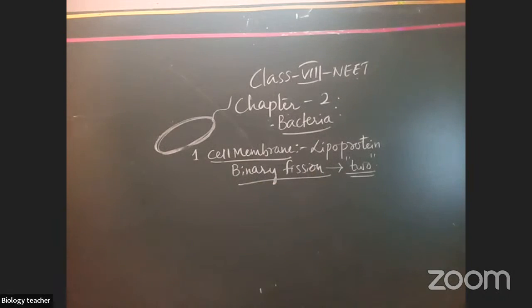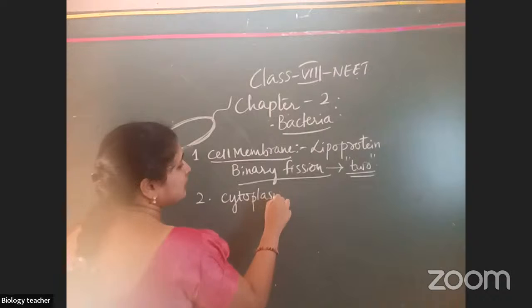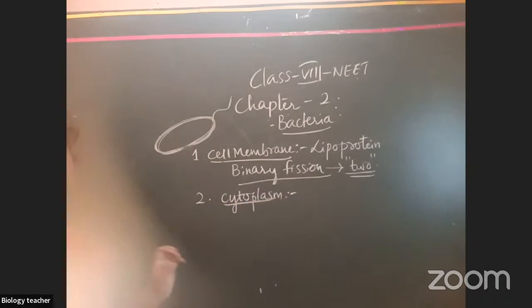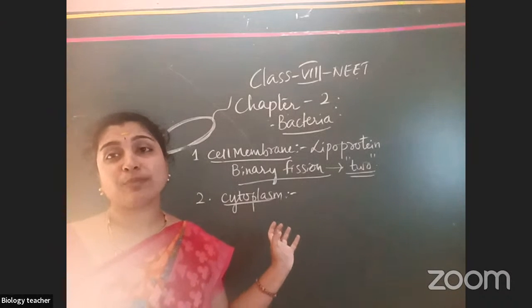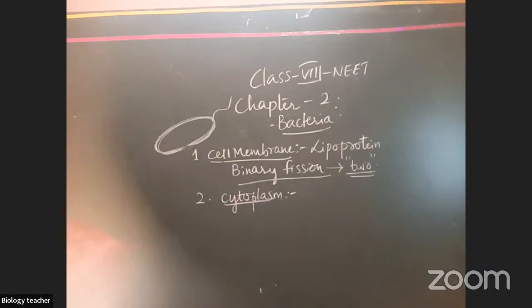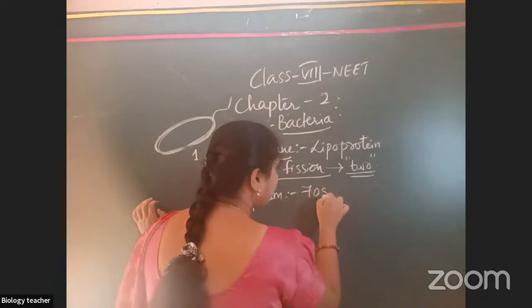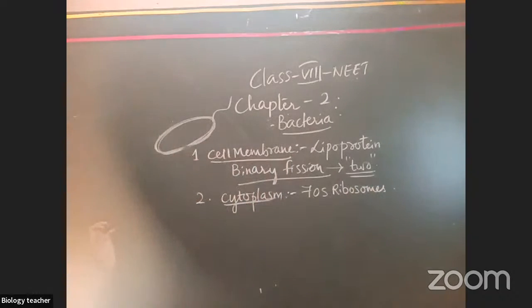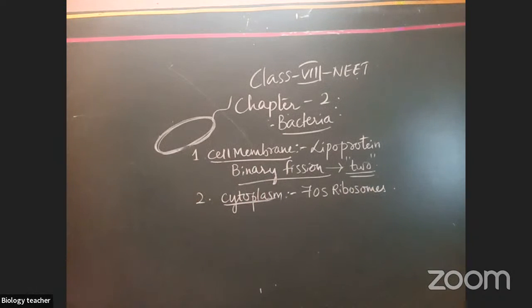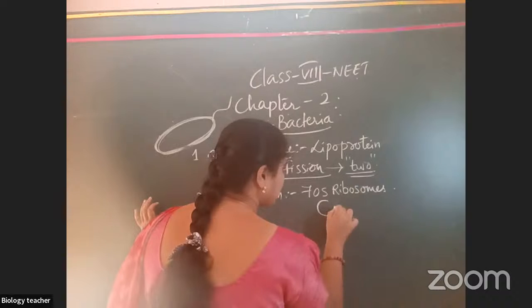And after the cell membrane, inside, what is present? Cytoplasm. You all know cytoplasm is the jelly-like substance. You have studied it in the lesson. Cytoplasm is the jelly-like substance present inside any cell. In this cytoplasm, they contain ribosomes. 70S ribosomes are present. These ribosomes are made up of two units, 30S and 50S. So the ribosome structure will be like this.